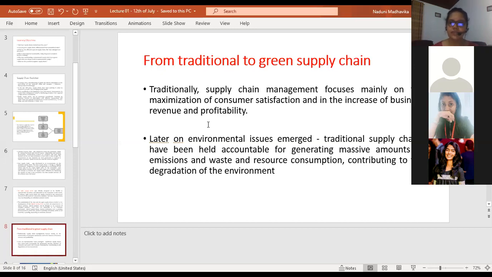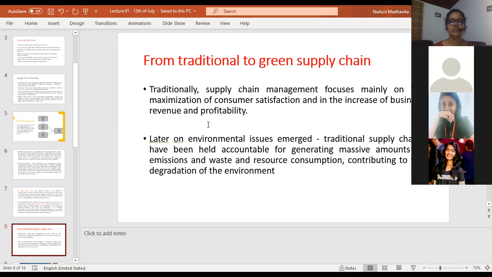Okay, so this says traditional supply chains have been held accountable for generating massive amounts of emissions, waste and resource consumption, contributing to degradation of the environment. As a result of business organizations having the intention only of profit maximization, these traditional supply chains generated massive amounts of emissions, maybe carbon emissions. Very harmful gases for the environment they have emitted, as well as the waste and the resource consumption. So they have not been sustainable at all.